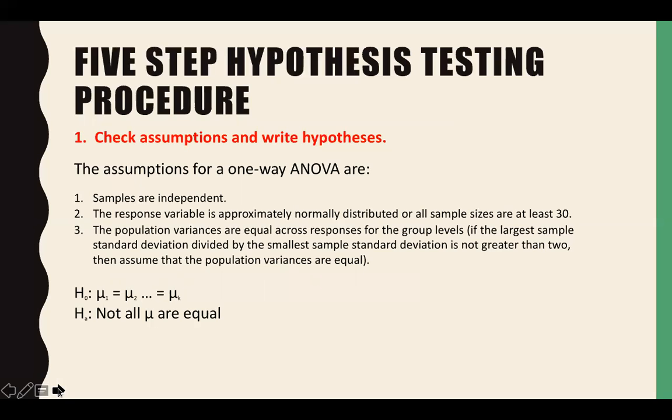Once you check your assumptions, you're going to write your hypotheses. Your null hypothesis is that all of the means are equal to each other. So it would be mu1 is equal to mu2, equal to mu3, and so on and so on. And then the alternative hypothesis is just that not all of your means are equal to one another.